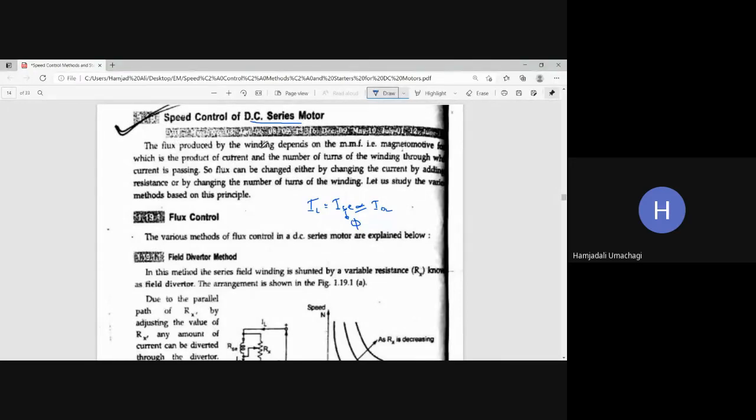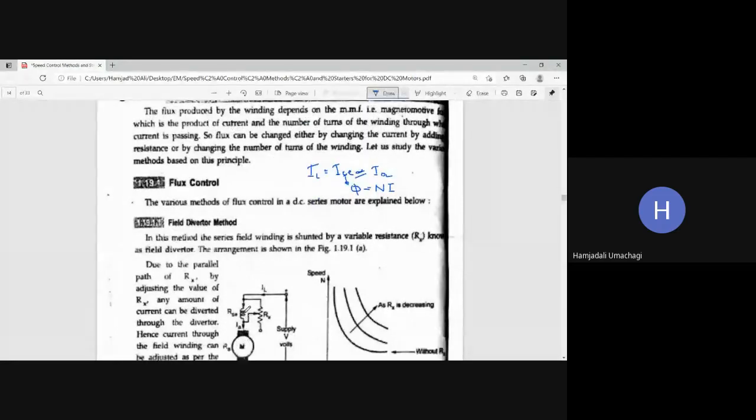Flux produced by the winding depends on the MMF. Yes or no? Flux is dependent upon the MMF, because MMF is the magnetomotive force, which is a product of current and number of turns. So MMF is the product of N into I, number of turns into the current flowing through the field winding. Here I is the ISC, and N is the number of turns of the series field winding, this part. These are the number of turns, and the current flowing through it is I.